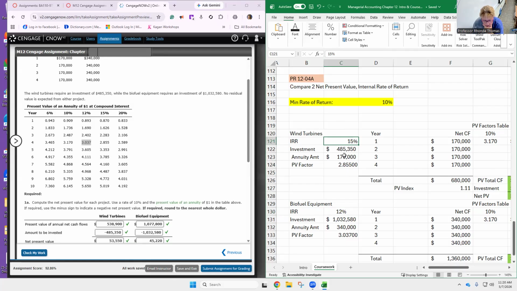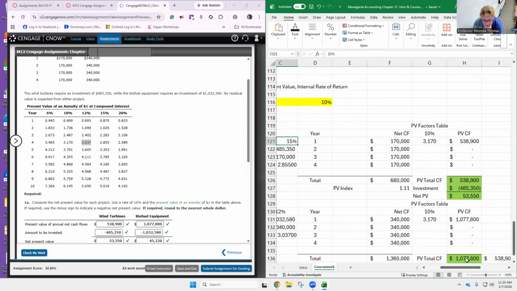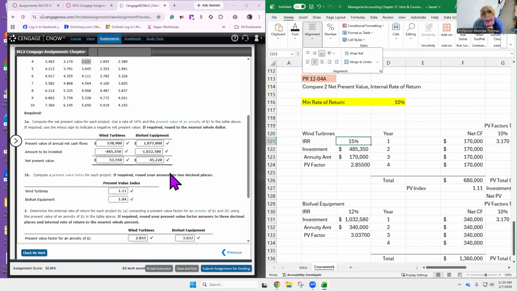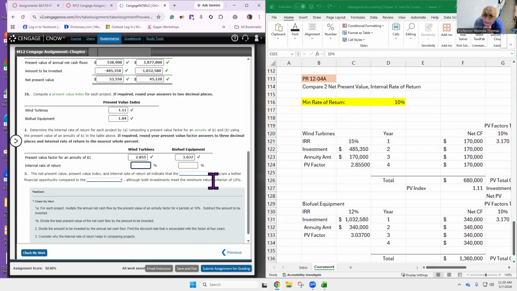But based on the information we have, the wind turbine beat it in net present value, it beat it in the present value index, and now it's won for internal rate of return. So you want to talk about a triple threat. It looks like the old wind turbines are our best investment. And look at the amount that gets invested. Okay, so let's just check. This is 12. See, I already made a mistake.